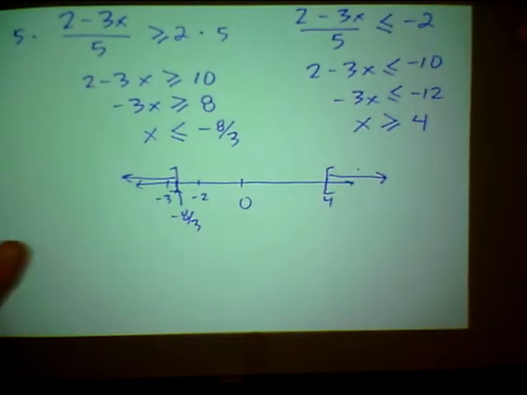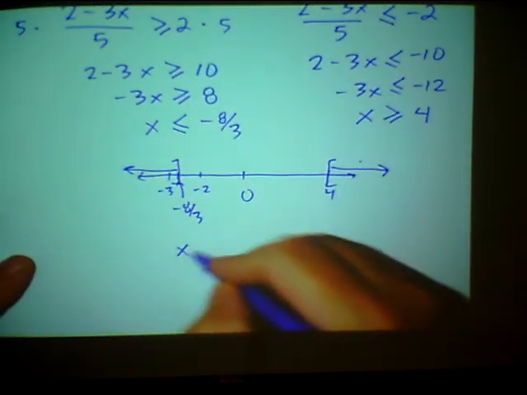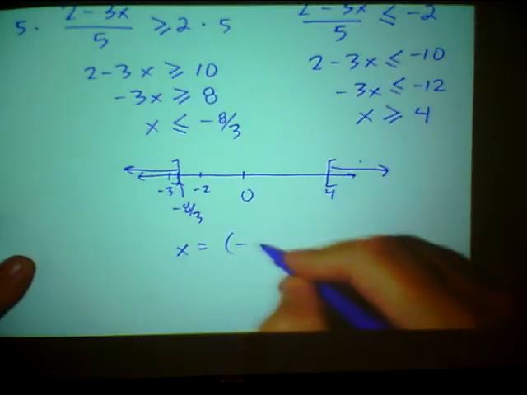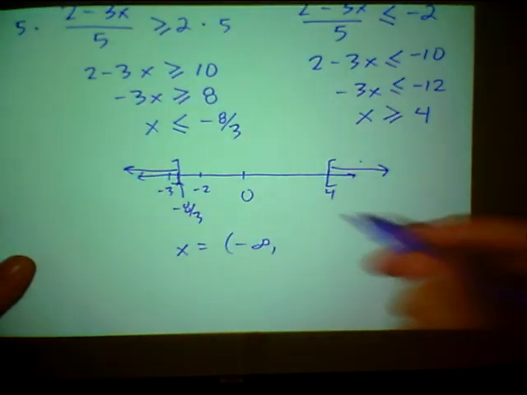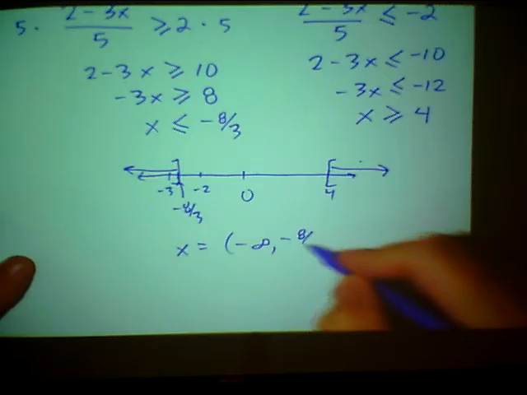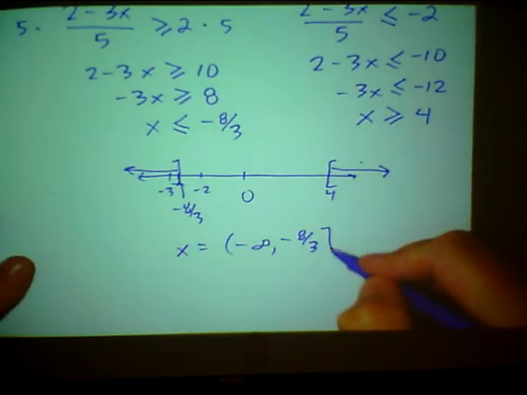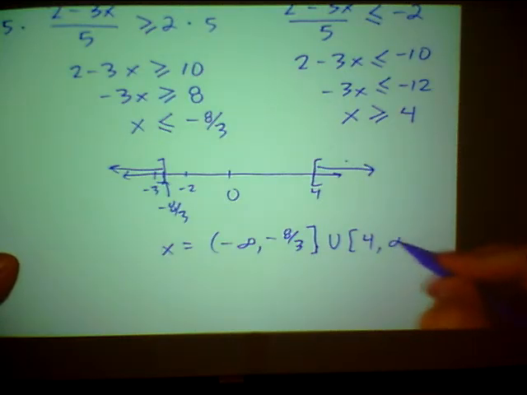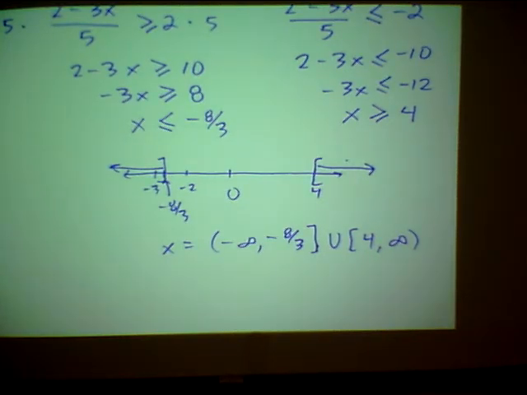So once again, here's an example where the two graphs do not intersect. So the solution is simply you union the two intervals together. So on the left, negative infinity, with the parenthesis of course, to negative 8/3 with a bracket, union a bracket 4 to infinity. All right, so that's how you do absolute value inequalities. Hopefully, after you do some examples, you'll find these not too difficult.